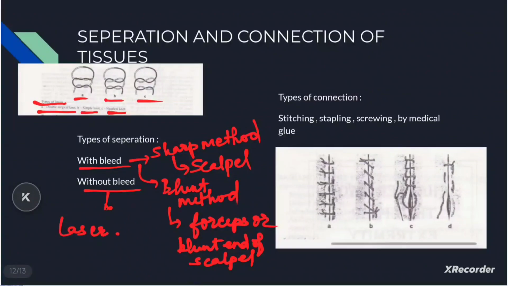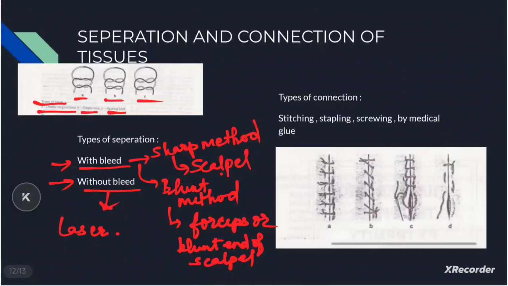Laser and electrocoagulation. Laser is common for us to hear about and see, so it is not an issue to remember. There are two types of separation: with bleeding and without bleeding. In with bleeding, there are two types: the sharp method and the blunt method. In the sharp method a scalpel is used; in the blunt method forceps or the blunt end of a scalpel is used. And without bleeding, laser or electrocoagulation is used.